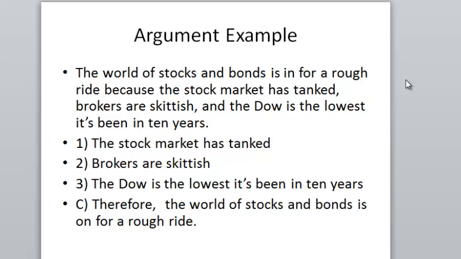So this one example is the world of stocks and bonds is in for a rough ride because the stock market has tanked. Brokers are skittish, and the Dow is the lowest it's been in 10 years. So if I were to break this into an argument, I would do it as follows. I would say the stock market has tanked, brokers are skittish, the Dow is the lowest it's been in 10 years, therefore the world of stocks and bonds is in for a rough ride.